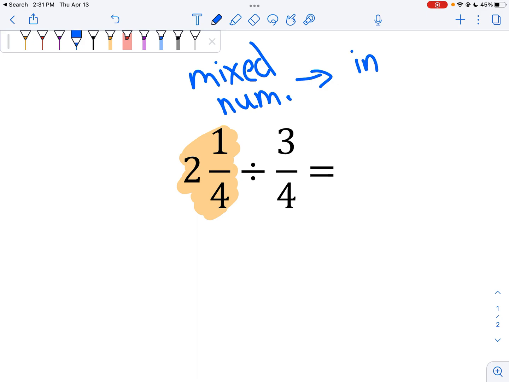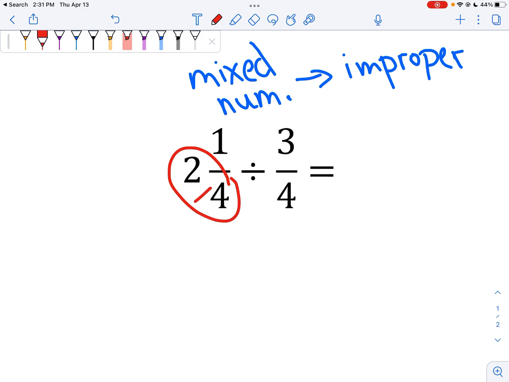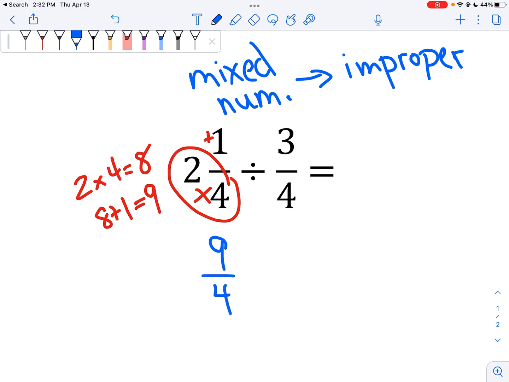So I'm going to convert it to an improper fraction. Oh man, I spelled that one wrong. Let's try that again. Improper, I-M-P, improper fraction. You did this way back with Ms. Wallish in November. We circled the whole number in the denominator. We called that 2 times 4. 2 times 4 is 8. But then we have to add the numerator. And 8 plus 1 is 9. So that gave us 9/4.